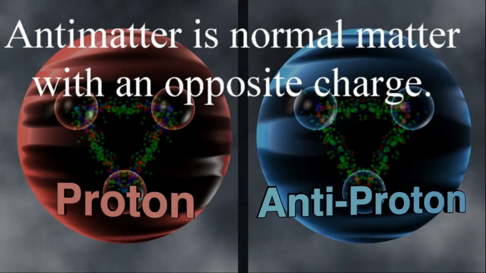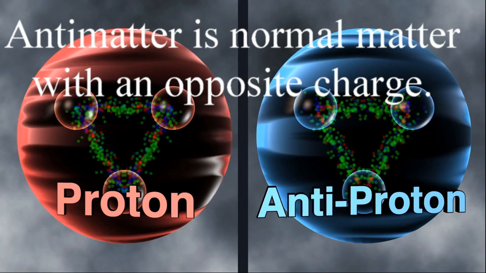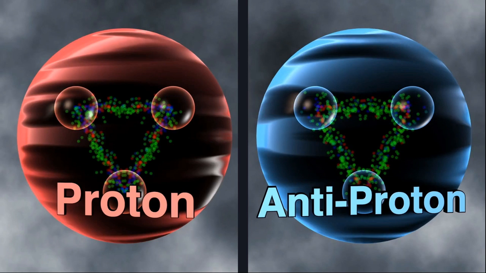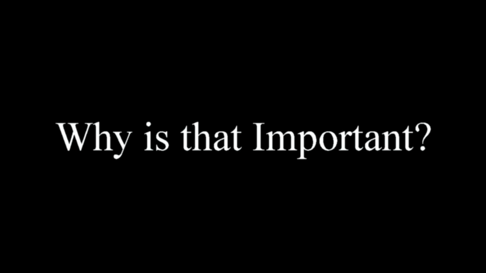What is antimatter? Put simply, it's normal matter with an opposite charge. For example, there is a proton and an antiproton. A proton has a positive charge. An antiproton is the same as a proton with a negative charge. It has the same mass, the same spin, and the same isospin. The only difference is charge. Well, why is that important?